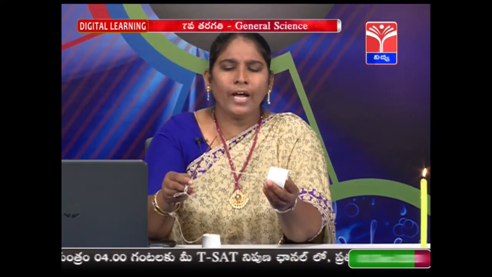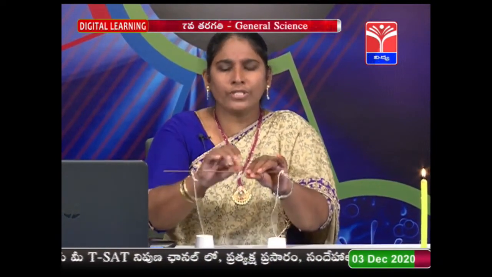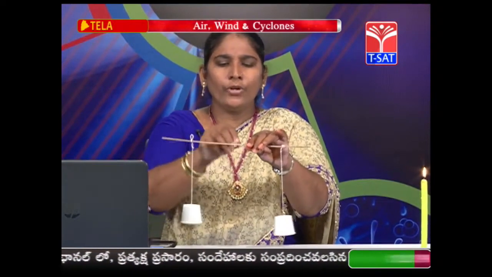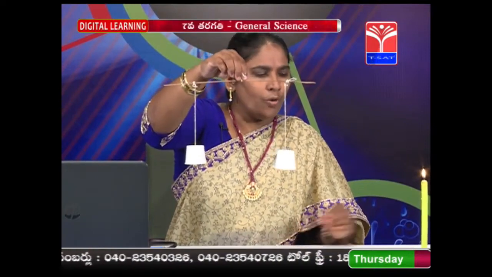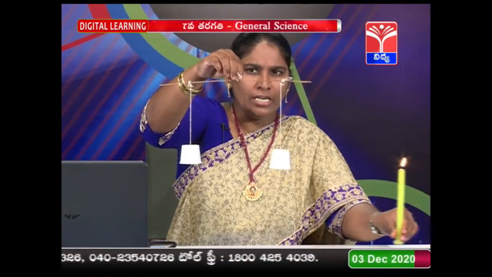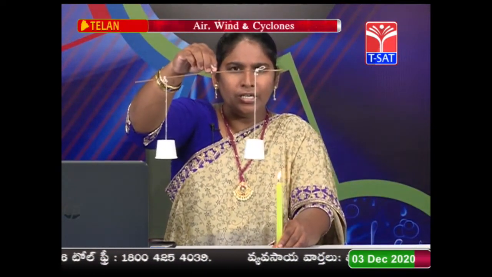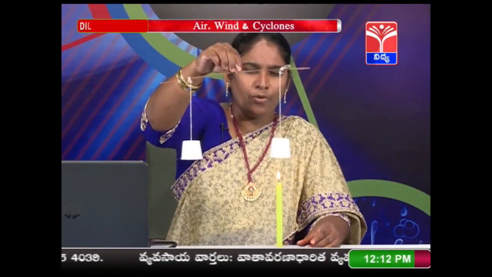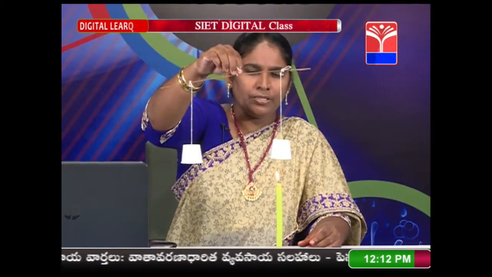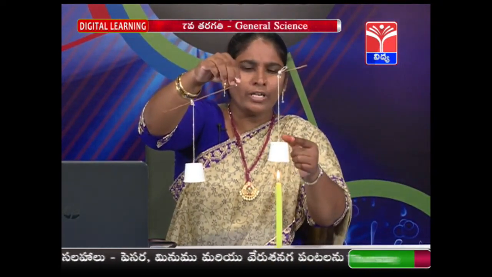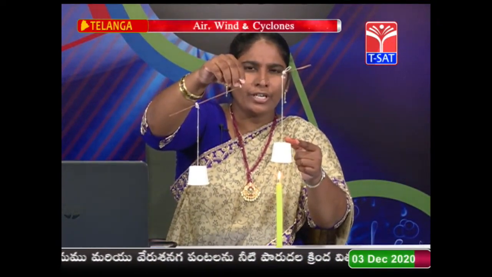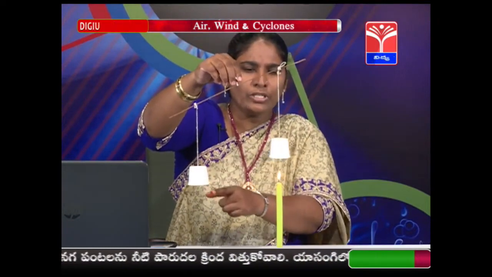Children, I have taken 2 paper cups and I tied them to a broomstick. This is a broomstick and, what do you notice here? If you notice, both the cups are in balance, right children? Now, what I do is, I light a candle and I bring it under 1 cup. What happens? What do you notice, children? This cup is moving in the upward direction, whereas this is going down.